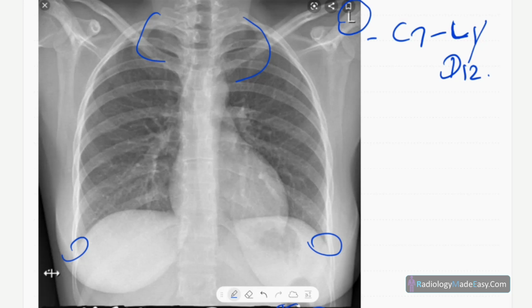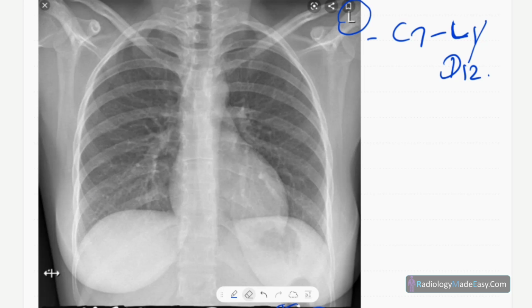Next thing is also whether it's an inspiratory film. You can see posteriorly 9 to 10 ribs. Here, 1 2 3 4 5 6 7 8 9, roughly 9 ribs you can see. 9 to 10 you have to see. That means it's an adequately inspired view, a good X-ray. And also, with 9 to 10 posterior ribs, anteriorly 6 ribs should be seen. Here you can see 1 2 3 4 5 6. So it's an adequately exposed and inspiratory film.